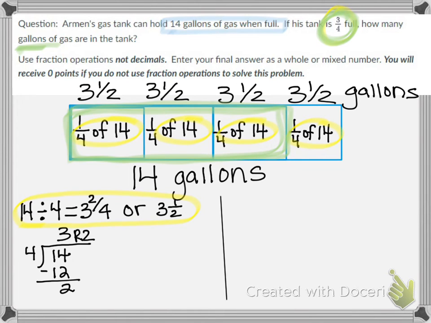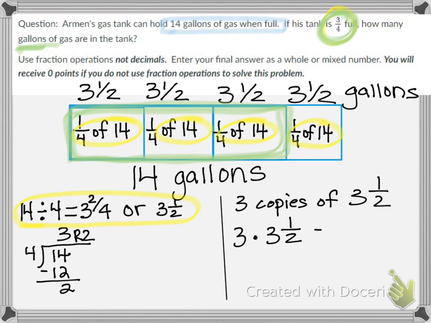So I basically need to multiply 3 times 3 1/2 because I need to figure out how much is 3 copies of 3 1/2. So the whole number 3 is going to be written as 3/1, and then I'm also going to write 3 1/2 as the improper fraction 7/2. So I turned the mixed number 3 1/2 into 7/2. So I have 3/1 times 7/2.